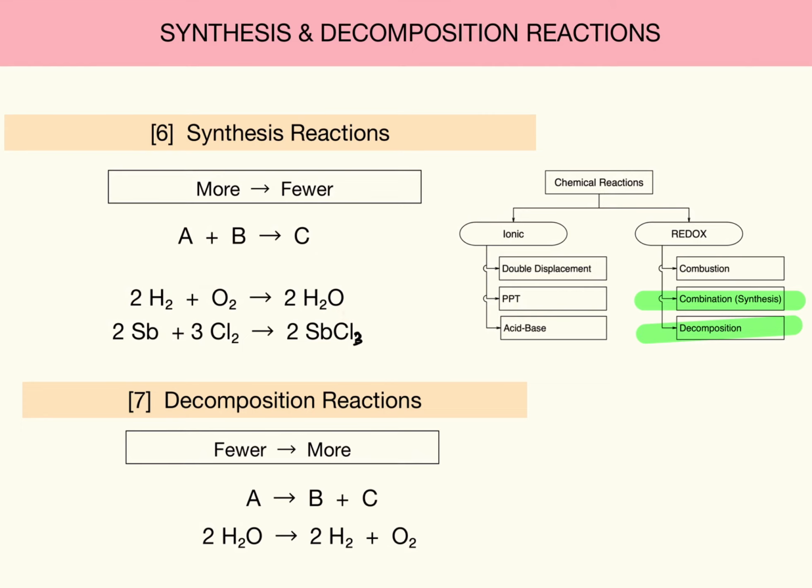The example I will give you is the one that is just the opposite of that one. Water can be broken down into hydrogen and oxygen. 1 thing broken down into 2. And there you have it, all 7 types of reactions now considered.